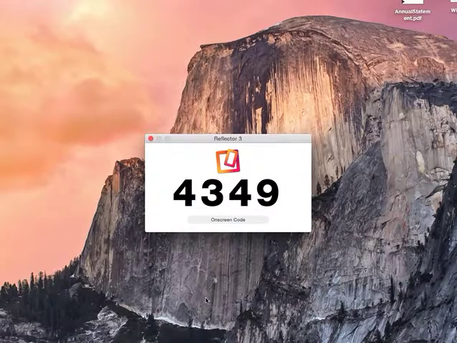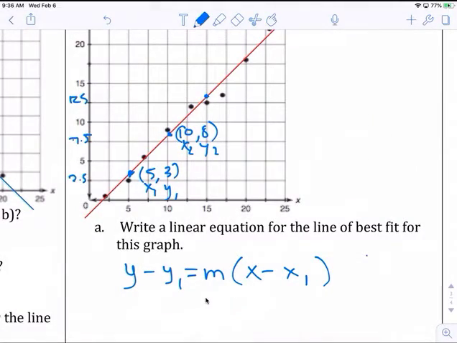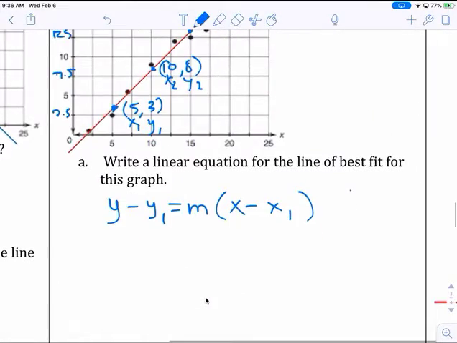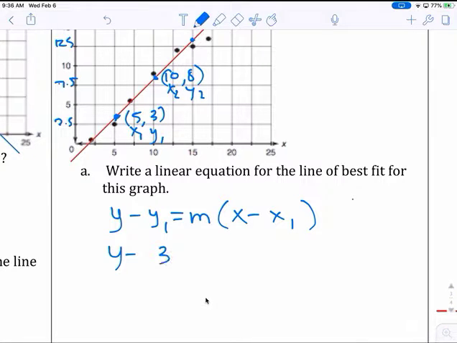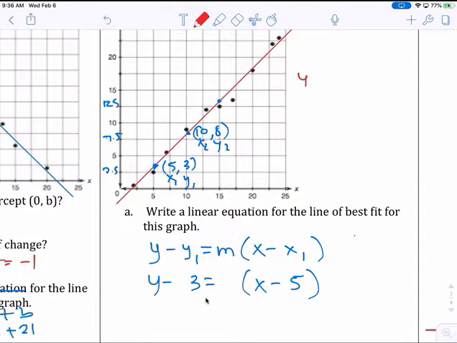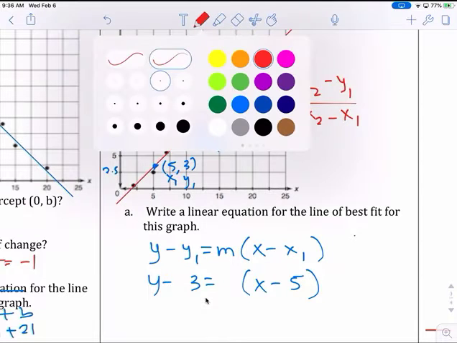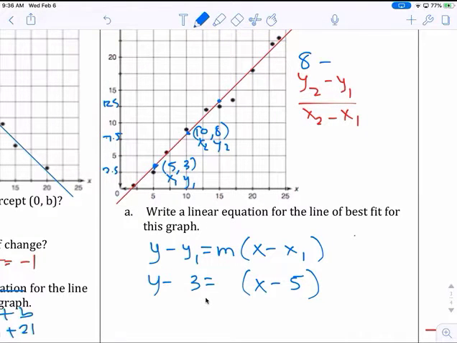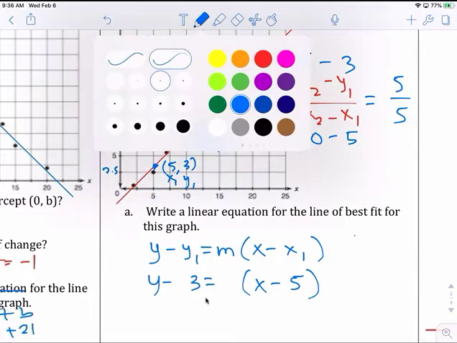Instead of copying everything and not being done. Here we go. And then we find y minus 3 equals, we don't know, m times x minus 5. Okay, rate of change here: y sub 2 minus y sub 1 over x sub 2 minus x sub 1. Y sub 2 is 8 minus y sub 1, 3. X sub 2 is 10 minus the 5. 5 over 5, my rate of change is 1.